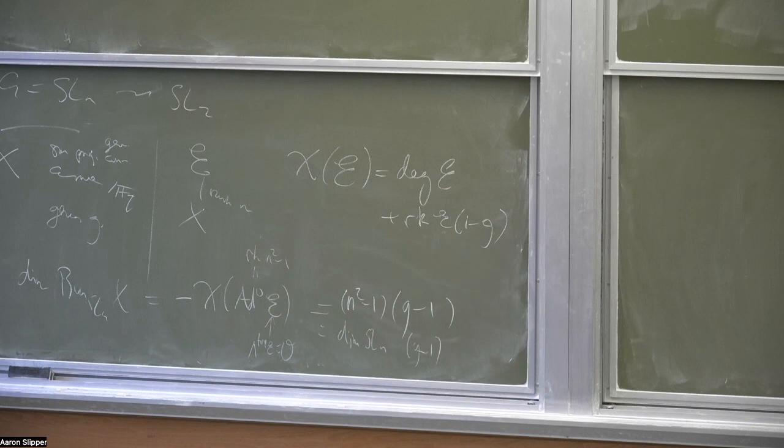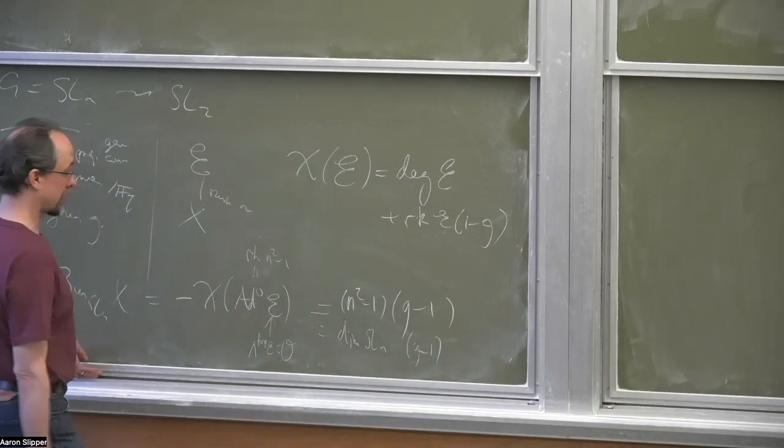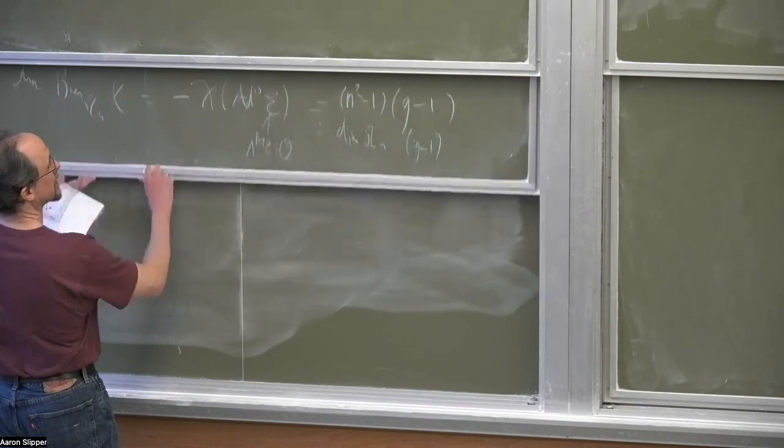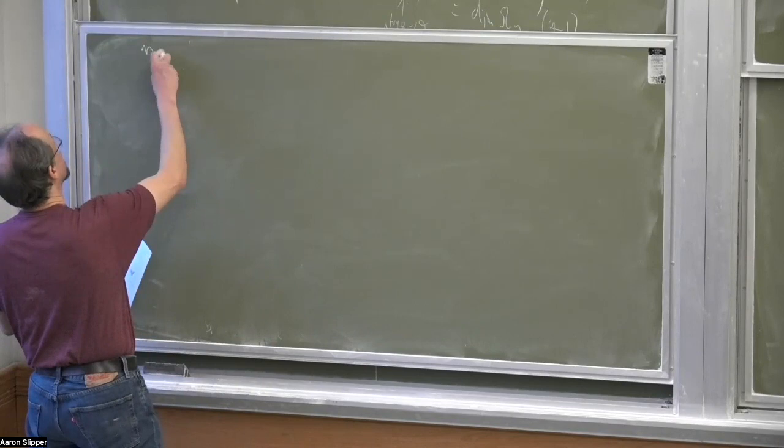So that's the thing we'd like to try and compute. It has this dimension, but what we're going to see is it has a lot of strata. And so, in fact, I'm going to specialize to a very particular case. I'm going to think about n equals 2 and genus 1.